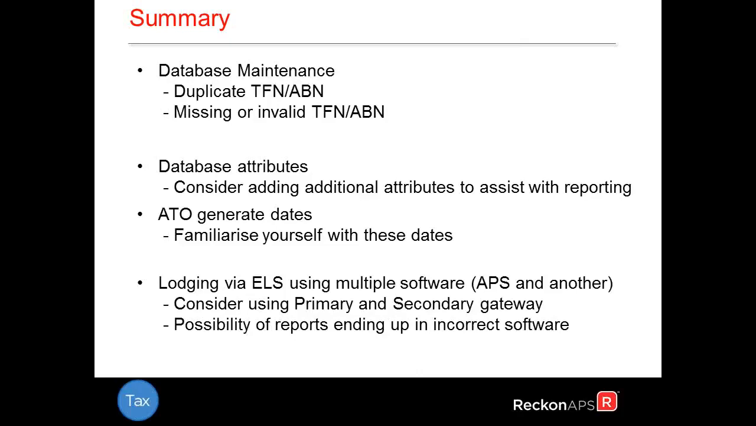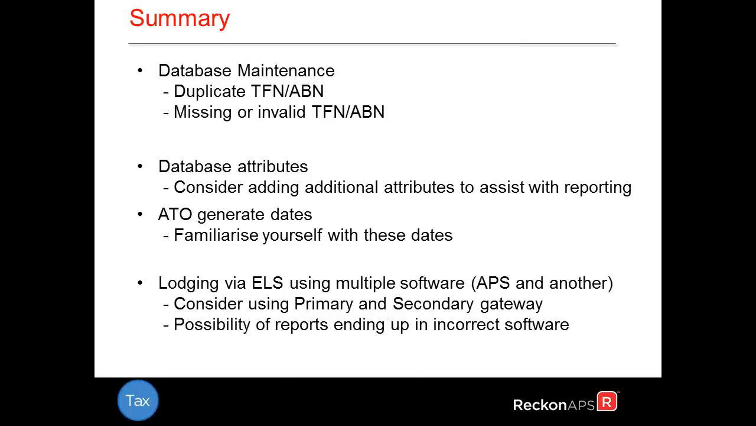So in summary, we've spoken about the database maintenance, looking out for duplicate TFN and ABNs, as well as missing or invalid TFN or ABNs. That is a very important process, because if you don't keep your database correct, you can't expect to get good and meaningful reports. Database attributes: consider adding additional attributes to assist you with reporting, which we spoke about earlier. ATO generation dates: familiarise yourself with those dates. They are available on the ATO website, just so that you know when to expect the activity statement data to become available to you or your clients.